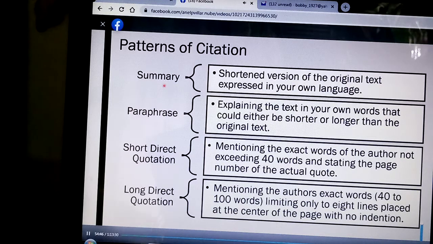Shortened version. When you do paraphrase, kung original niya, for example, is 1 paragraph. Okay? So, paraphrase is: the original, for example, is one paragraph, mga 10 sentences.